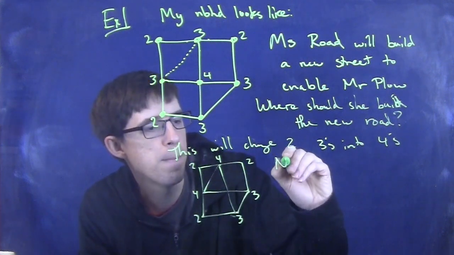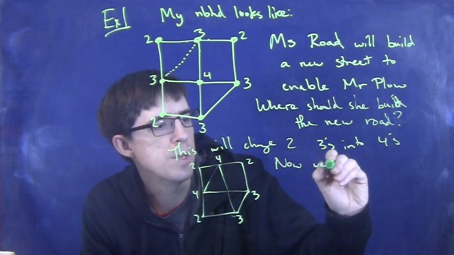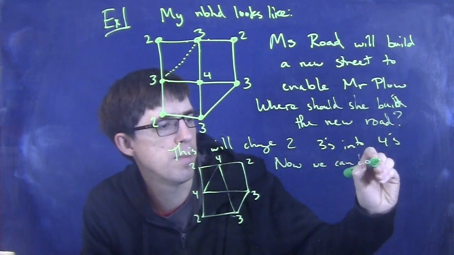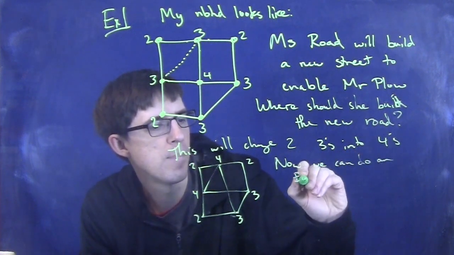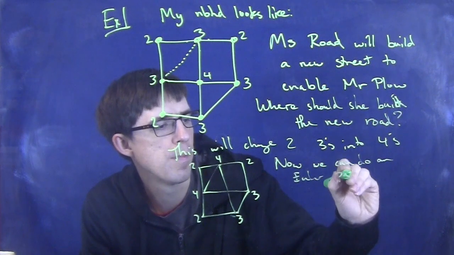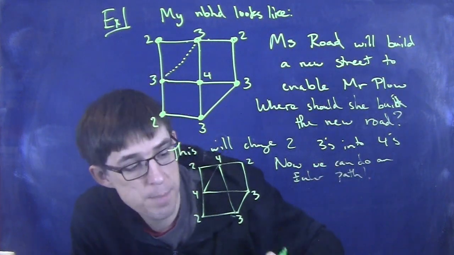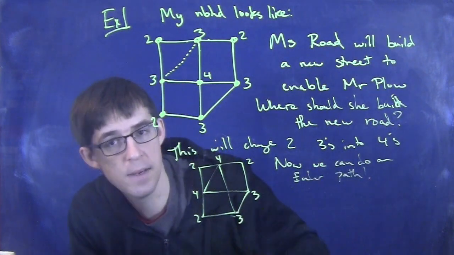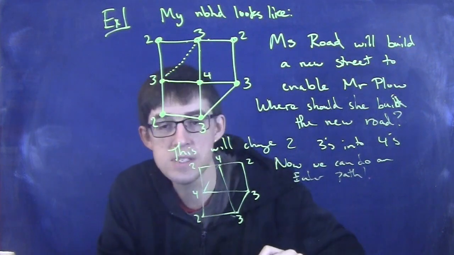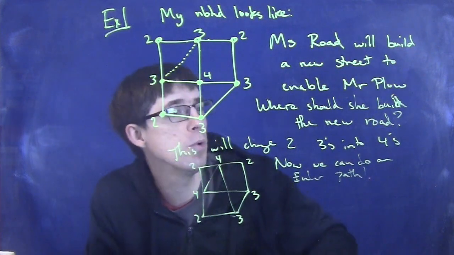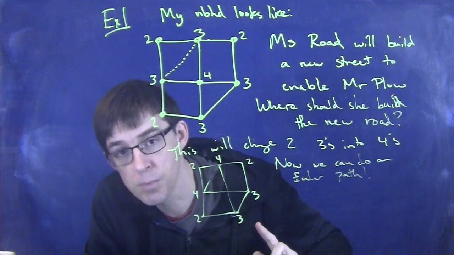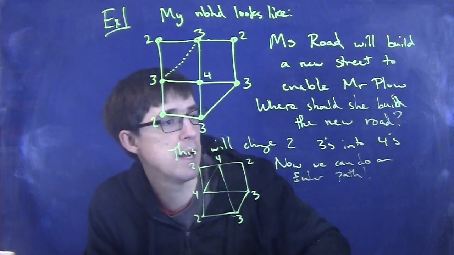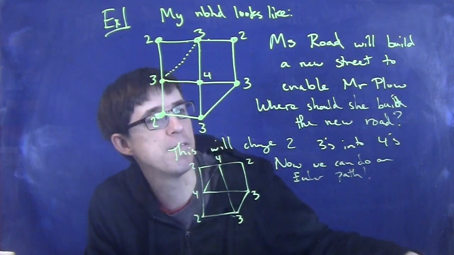And now we can do an Euler path. And the Euler path must begin at one of the 3s and end at the other 3. So this is how Ms. Road can build an extra road which allows Mr. Plow to live his best life.